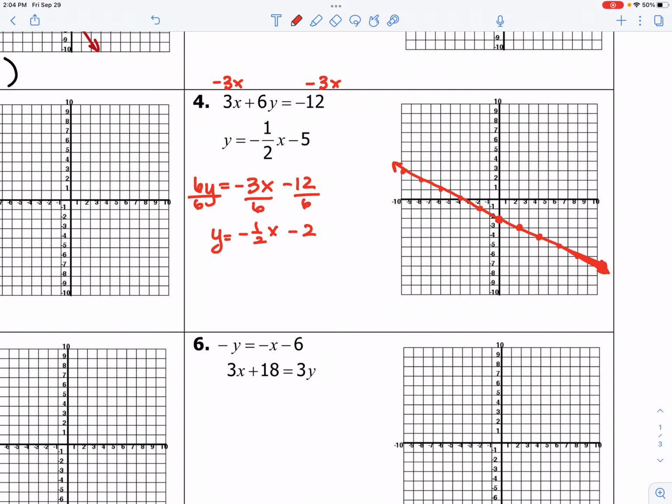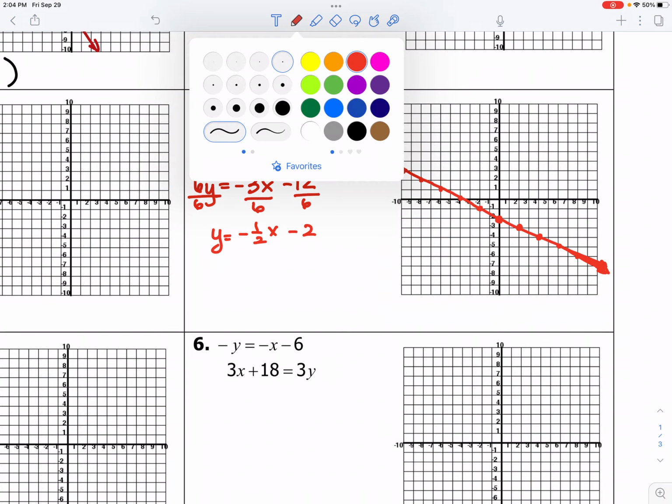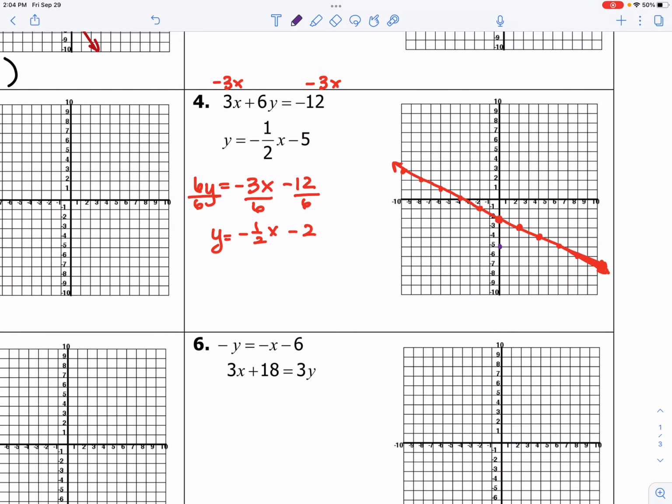And y equals negative 1/2 x minus 5. I'm going to do that in a different color. So now my y-intercept is negative 5, but my slope is the same. And you should remember from Algebra 1 or geometry that when our slopes are the same and the y-intercepts are different, we have parallel lines.